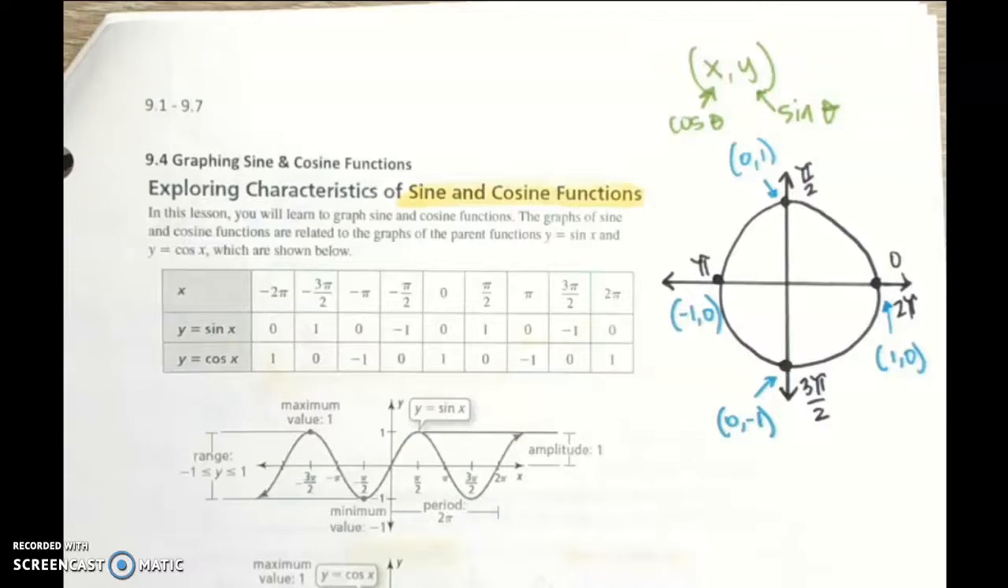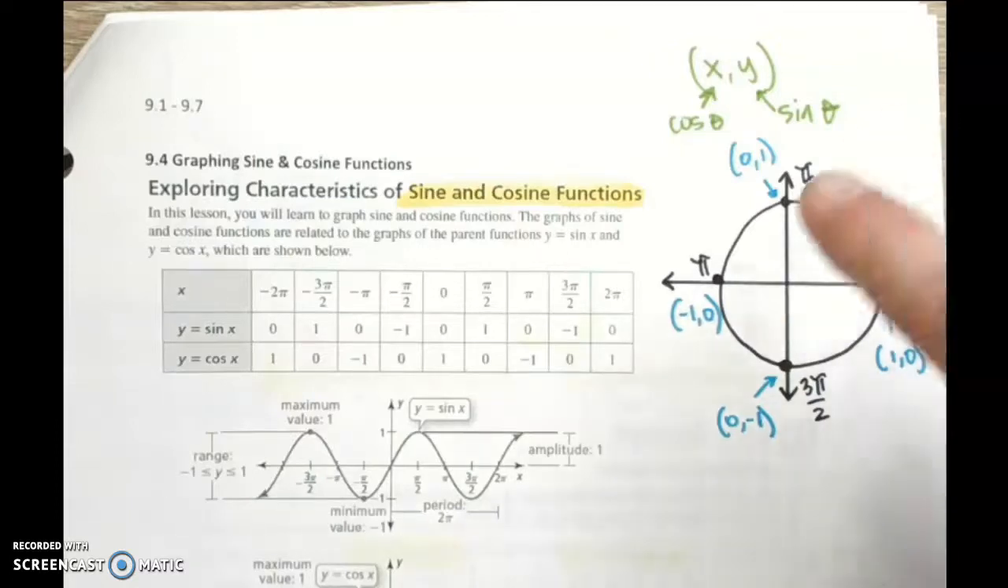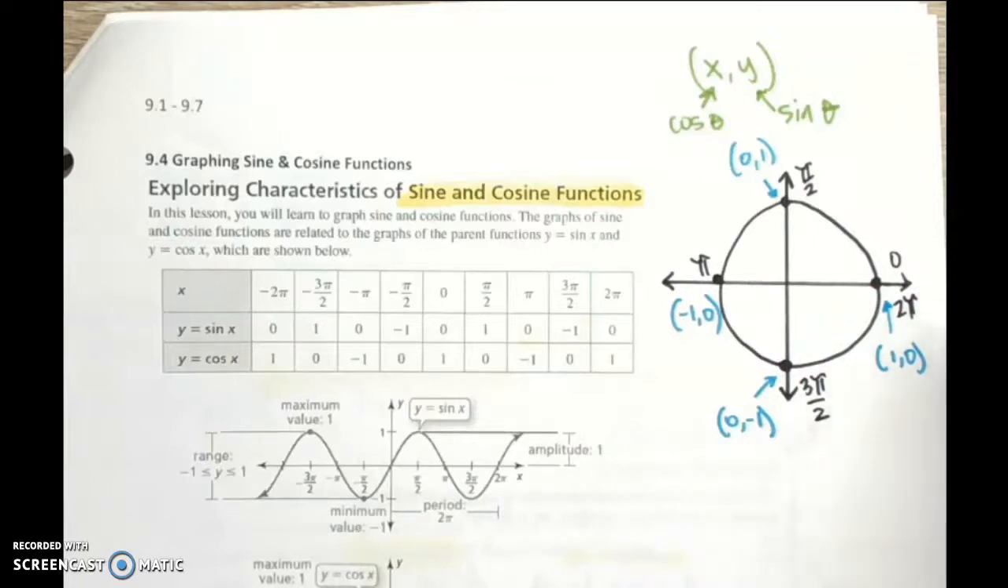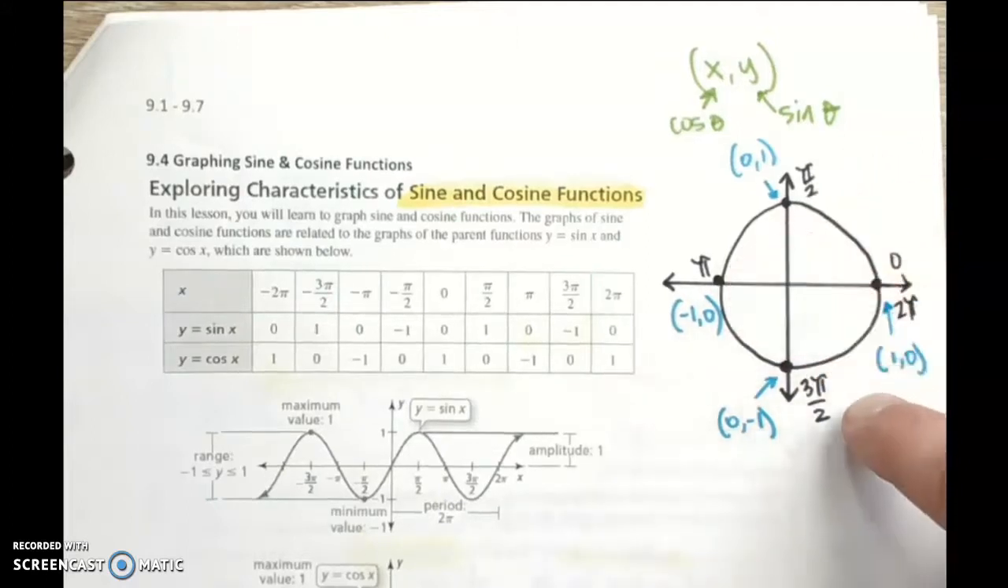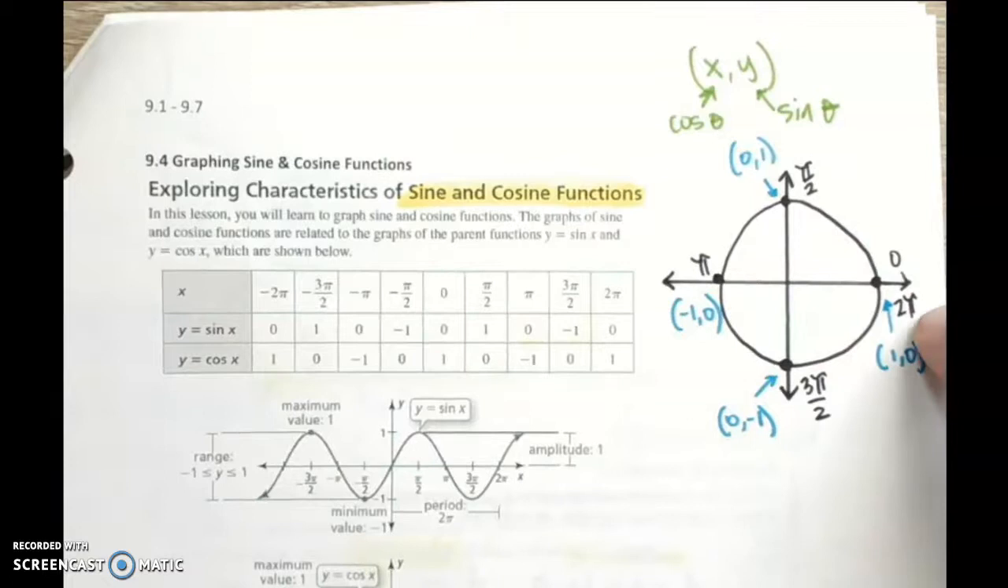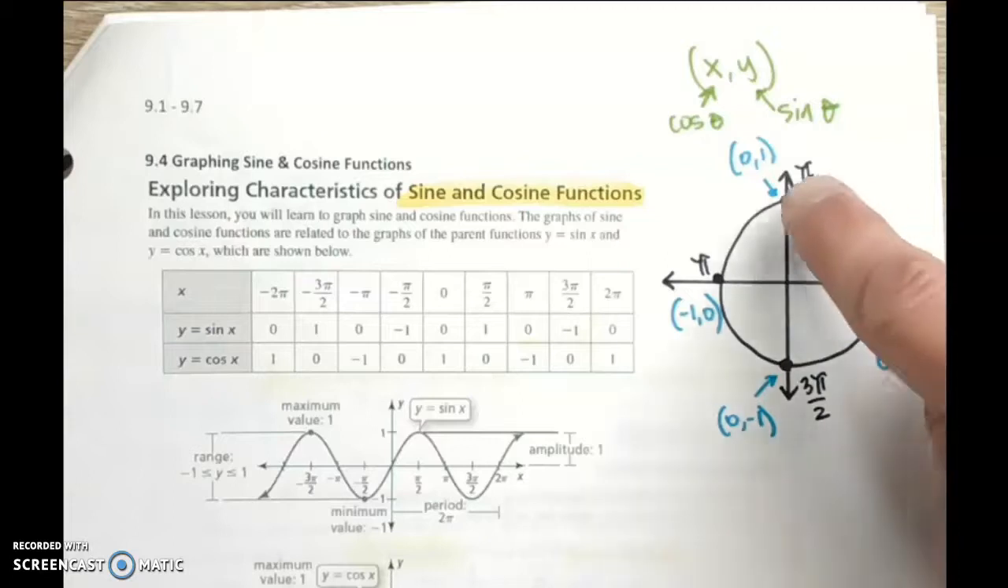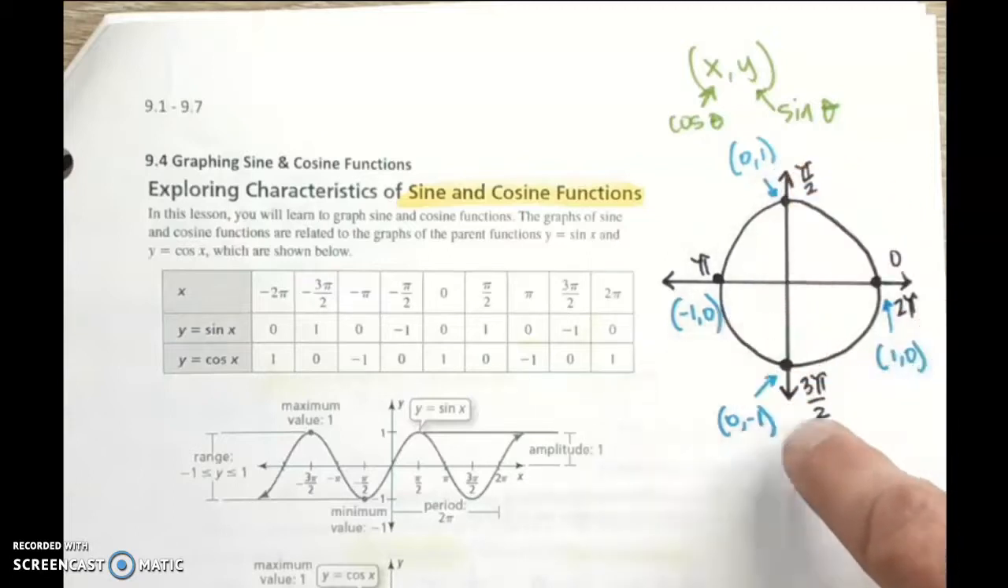Okay, so I'm going to refer here real quick. We have our unit circle here. It starts at 0, goes up to pi over 2 in radians, to pi, to 3/2 pi, to 2 pi. And if it's my unit circle, I have a radius of 1. So it goes from this point, 1, 0, 0, 1, negative 1, 0, and 0, negative 1.